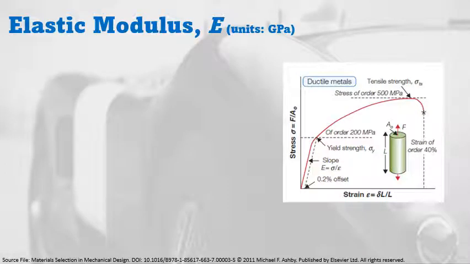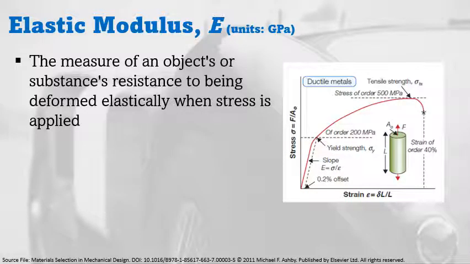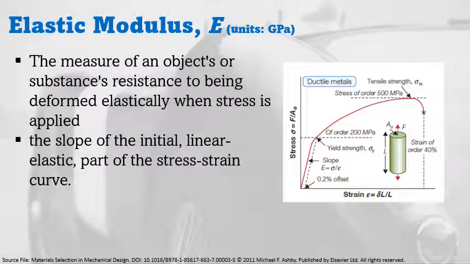We will describe each of the mechanical properties of the material, beginning with the elastic modulus. The elastic modulus E, with a unit of gigapascal or giganewton per meter squared, is the measure of the material's resistance to being deformed elastically when stress is applied to it. It is the slope of the initial linear elastic part of the stress-strain curve, as you can see here in the figure.